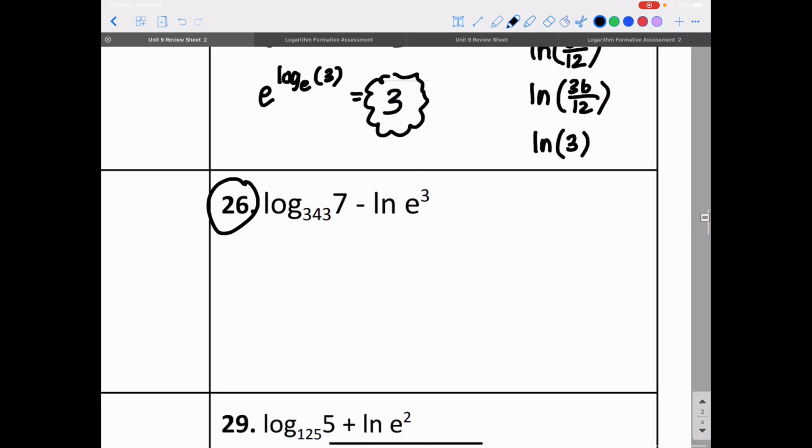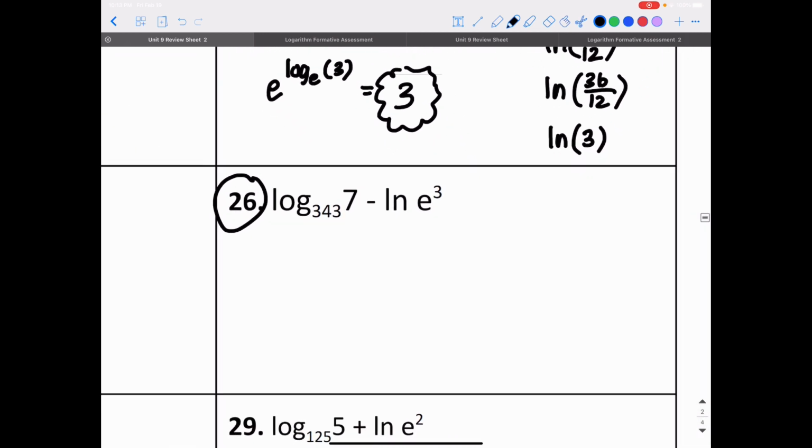For 26, I have log base 343 of 7 minus ln of e to the third power. For problems like this, where you're told to evaluate logarithms that don't share a base in common, you probably need to simplify. In order to simplify a logarithm, you look at the base that it has and what's inside. If they share a base in common, you're going to be able to write this as a fraction or a whole number. So 343 and 7 do share a base in common. They share a base of 7. If I raise 7 to the third power, I get 343.